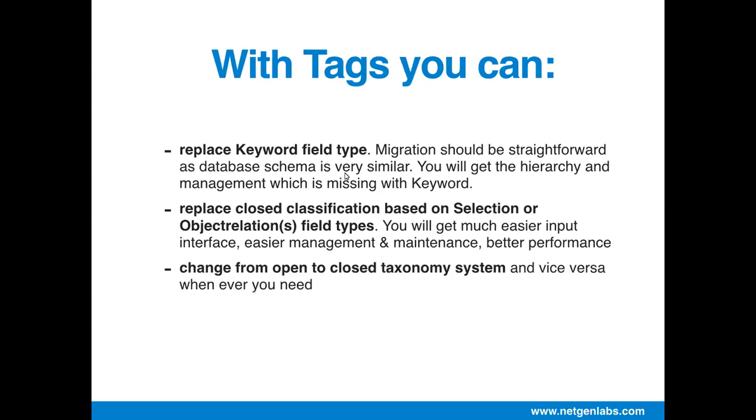What I also mentioned before, you can change from open to closed system and vice versa, and even for each attribute or for each field. So one field in content could be open, the other one could be closed. So it's not, let's say, the open and closed system on a general level. It's based on a per field level.